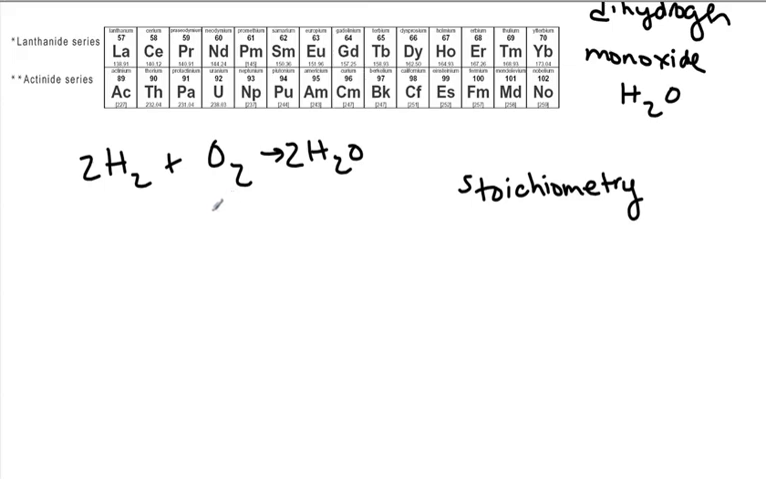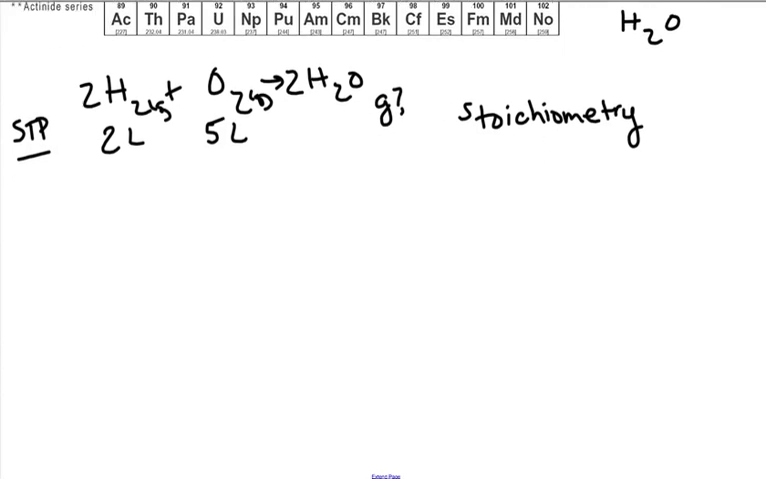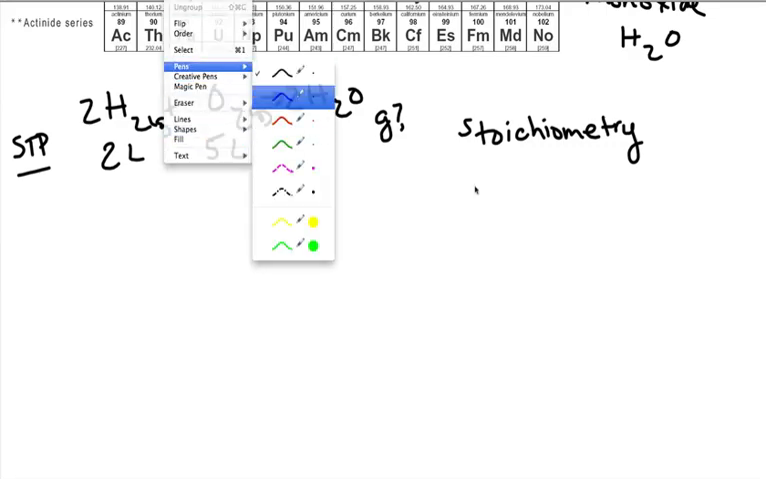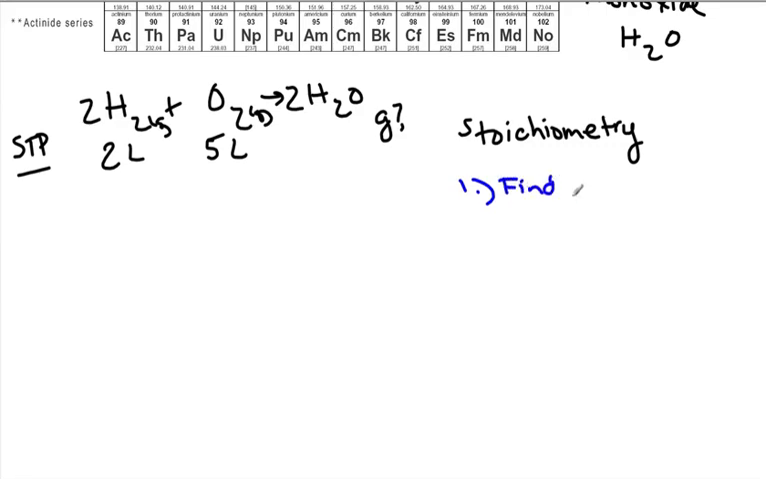Let's say we were at STP, and I had 5 liters of oxygen, and I had 2 liters of hydrogen. How many grams of water would form? Well, the first step in these kinds of stoichiometry problems is to find the limiting reagent. So we can just do that with anything.